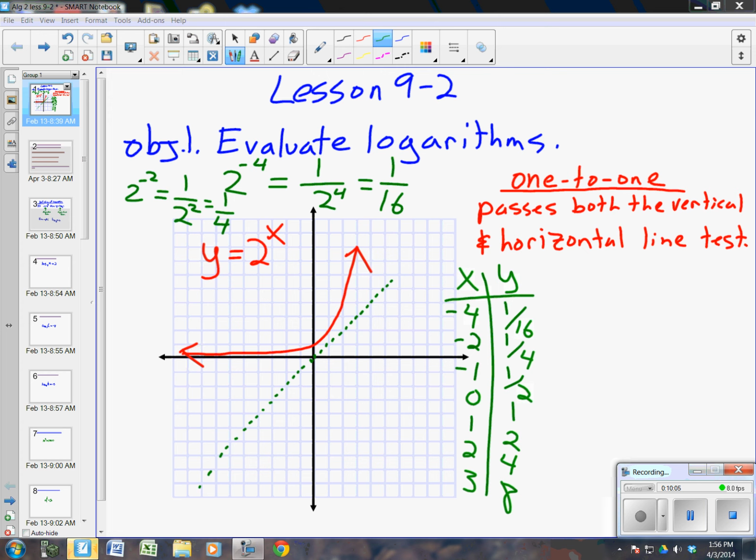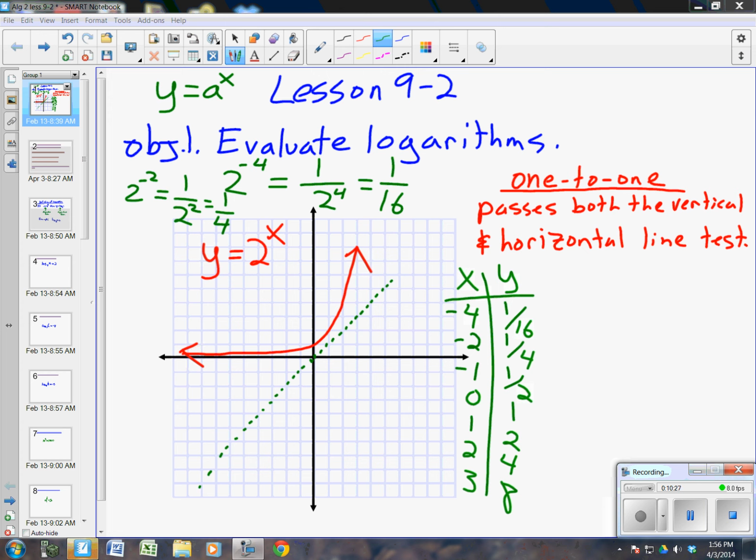Anything of the form y equals a to the x power, where a is a real number, anything to the 0 power is 1. So every exponential equation is going to pass through (0, 1) unless you shift it left, right, up or down. It will always pass through (0, 1), anything of that form, y equals a to the x.